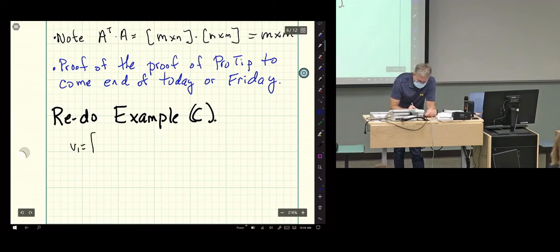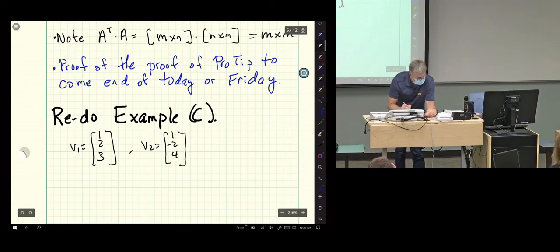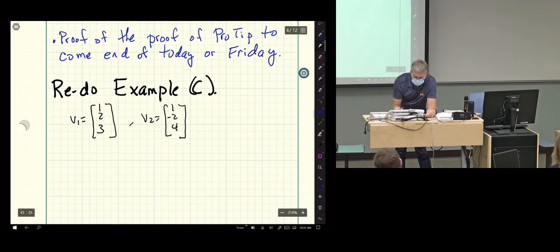You don't remember the vectors, but I've got them written down. V1 is 1, 2, 3. V2 is 1, minus 2, 4. Well, first thing we do is we shove those things into a matrix: 1, 2, 3, and 1, minus 2, 4.